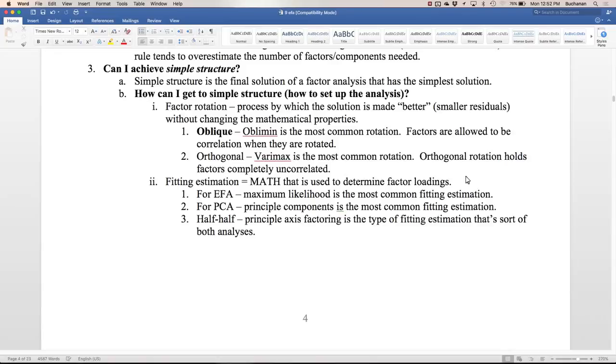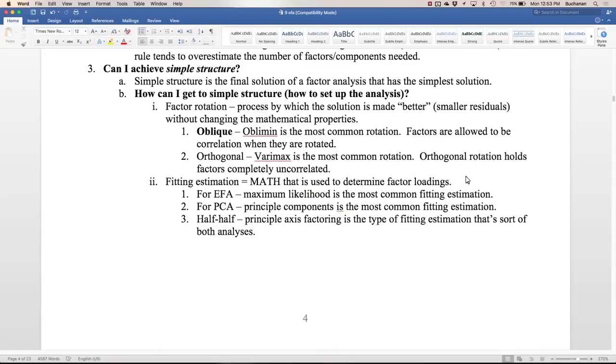The other piece to this, so we've got rotation, the other thing is the math. So it's called the fitting estimation. So you'll see the word extracted every once in a while. They're talking about what type of math they're using. So we've got rotation, style, and math together. For EFA, maximum likelihood is the most common, and you'll see it listed as ML. For PCA, principal components is the most common. There's also one that's sort of in the middle, half and half. It's principal axis factoring. So that's abbreviated ML, PC, and PAF.